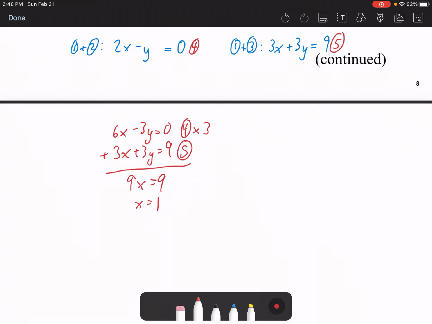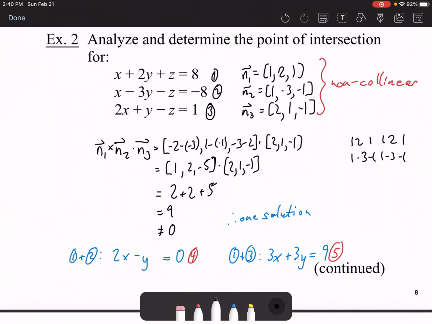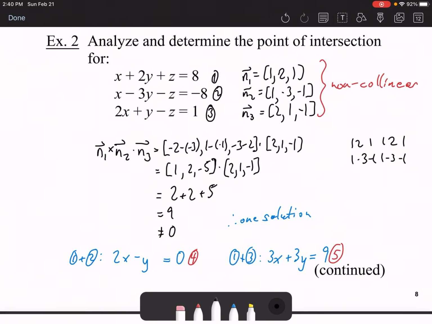So now that I have x equals 1, I can substitute that back into one of these two equations, 4 and 5, to actually solve for y. So I'm going to substitute it back into equation 4. Again, it doesn't matter which one you substitute it into. So I get a y value equal to 2. Now, all you have to do is substitute back into one of the original equations. Let's say equation 1.